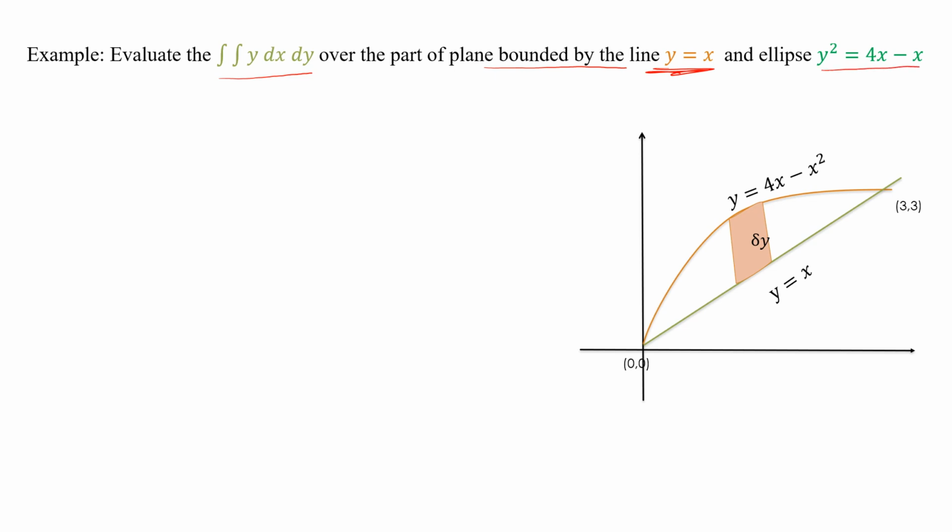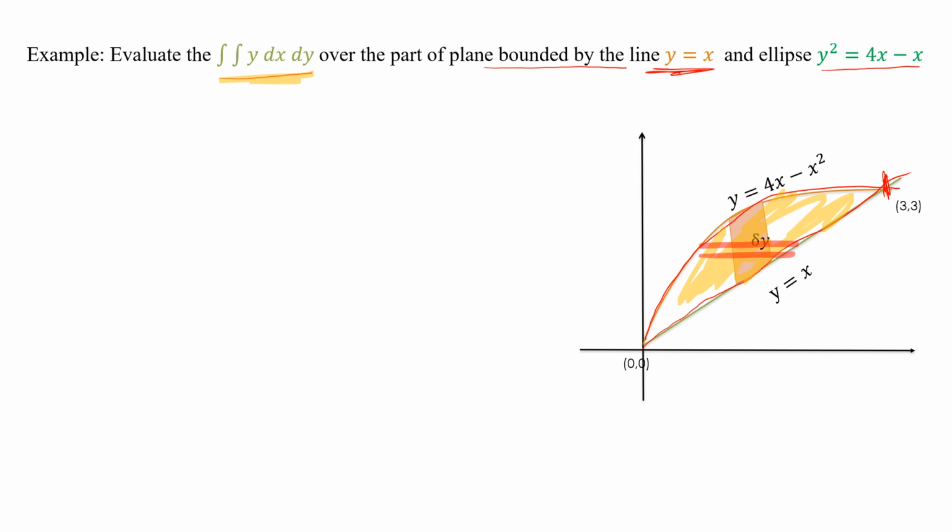So here the curve is y equal to 4x minus x square, and the line is y equal to x. First you find the point of intersection. That is the region of integration. Here you have to evaluate that integral. Again we take a strip along the y-axis; you can also take the strip along the x-axis.